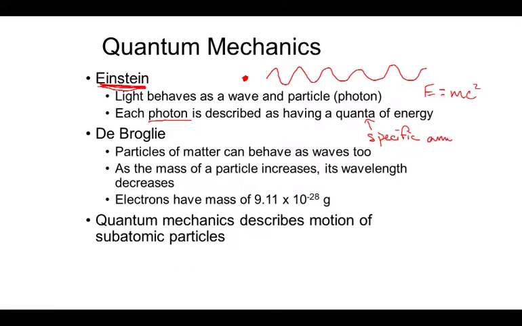Alright? So each photon that's traveling around has a very specific amount of energy, and it can deliver that energy to something else by hitting it, or it can release energy, and the electrons can release energy when it comes down from an excited state back to its ground state, right? Alright, so that was Einstein. The second scientist is this guy named de Broglie.